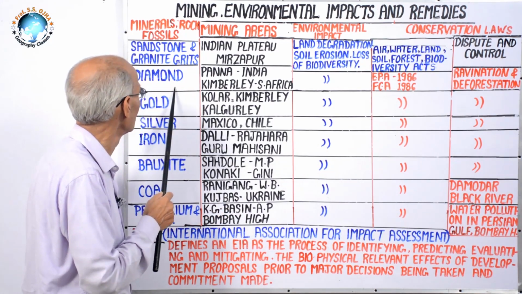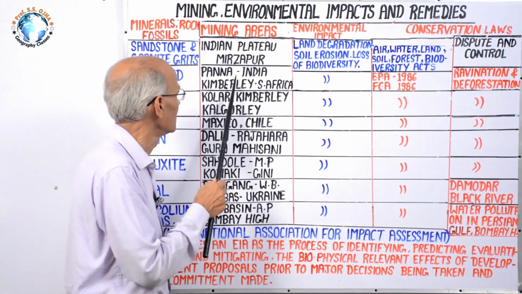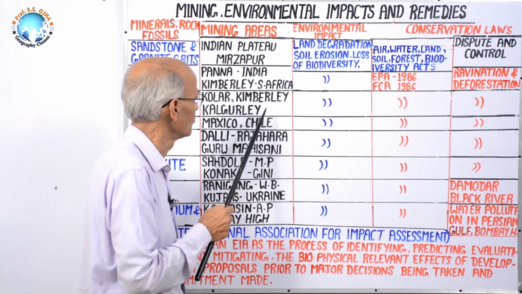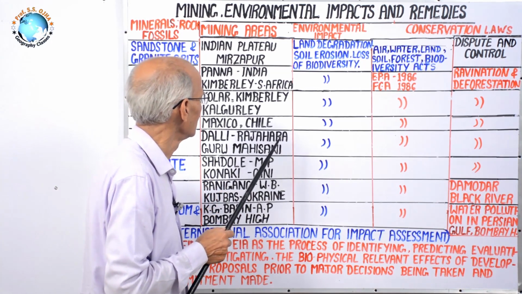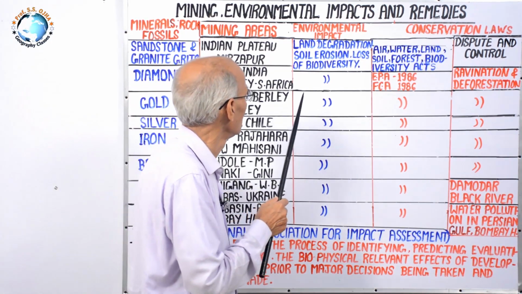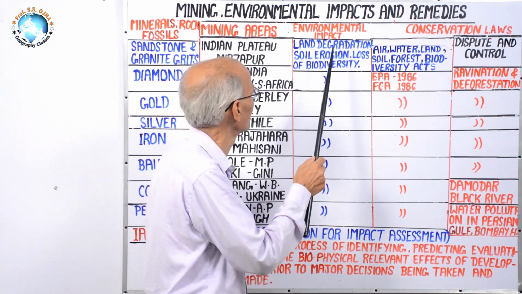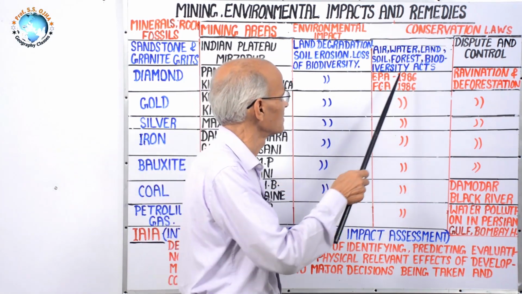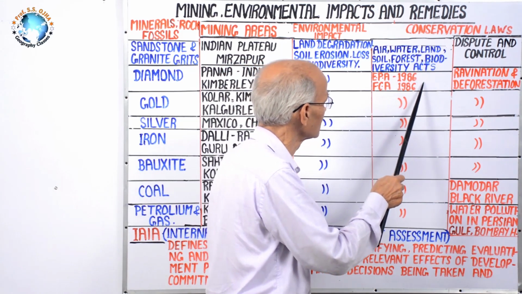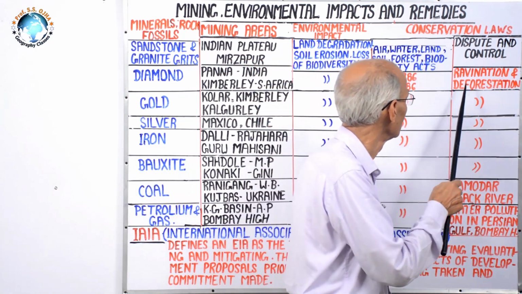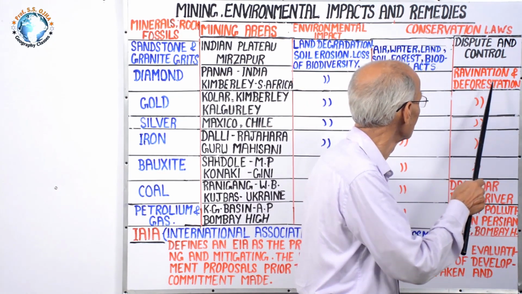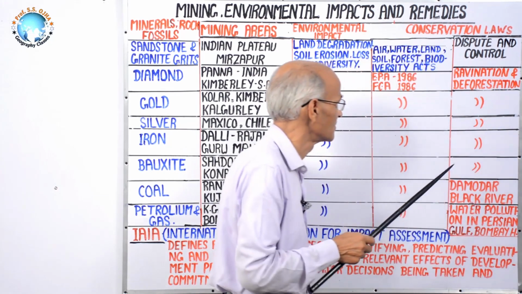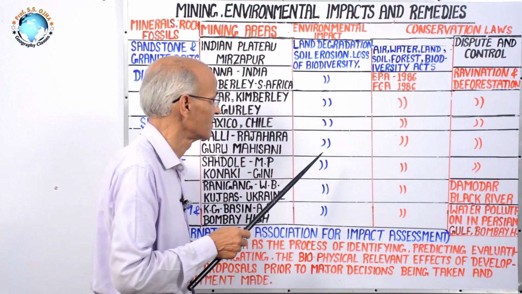Now, second is diamond. In diamond, Panna mines in India and Kimberley mines in South Africa are prominent, although there are several diamond mining areas and regions in the world. Due to mining, the same environmental impact that has been discussed here is found, and the same rules, regulations and acts have been formulated. And here if you see, ravination is its impact, deforestation is its impact. That's why environmental disputes are created and conservation measures adopted.